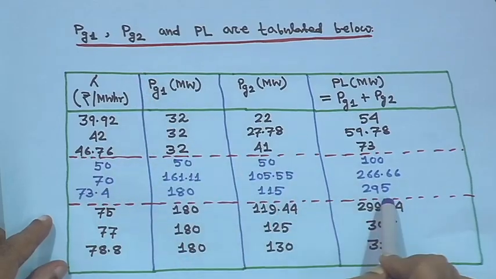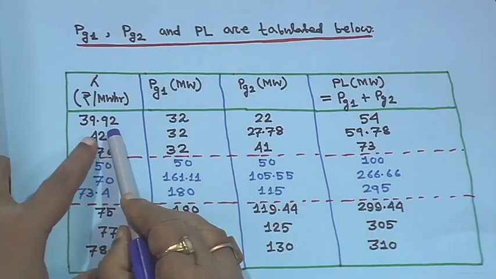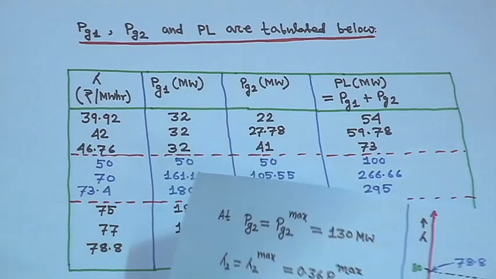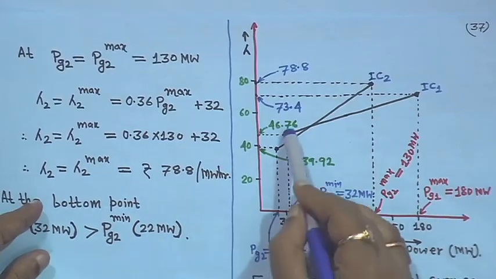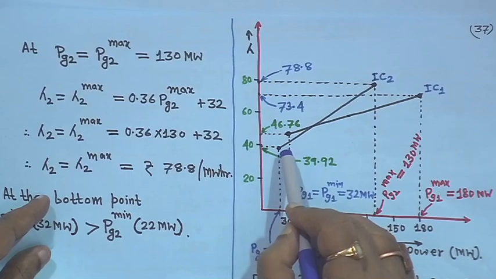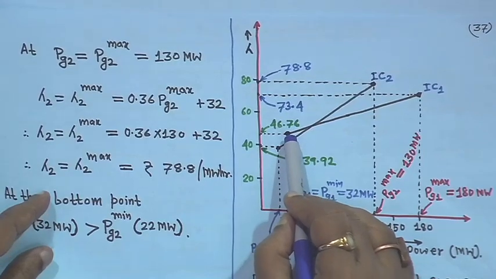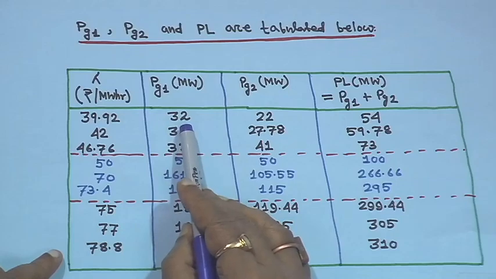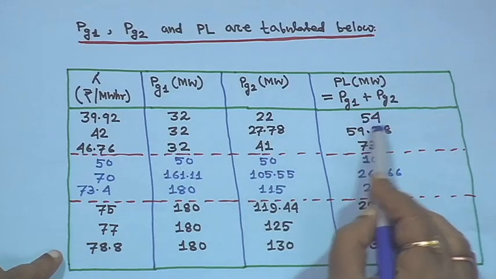Now, if you make it in a tabular form, for lambda equal to 39.92, Pg1 is fixed. Look at this diagram, Pg1 is fixed because it is 32 megawatt, since this unit has to generate up to 46.76. So, lambda 39.92, Pg1 is at its minimum limit 32, Pg2 22, so 54, that is okay.